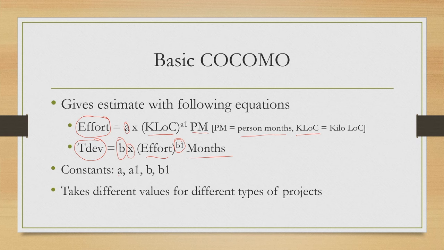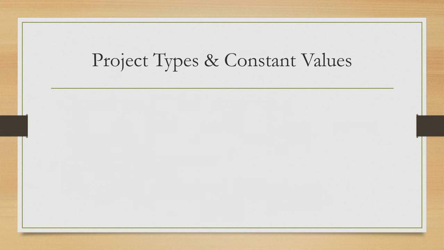Now in these equations, A, A1, B, B1 are constants. And these take different values for different types of projects. So we can categorize projects into different types, and depending on the types, these constants take different values. Those values were estimated empirically after studying several projects. Let us see what kind of values they take for different types of projects.